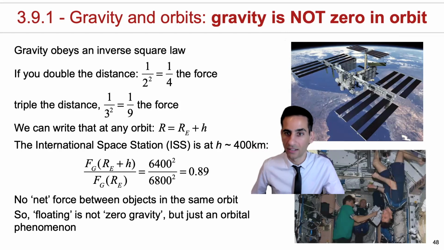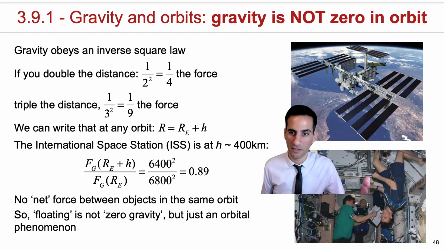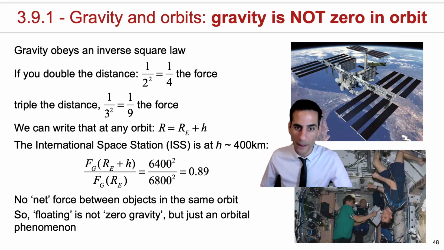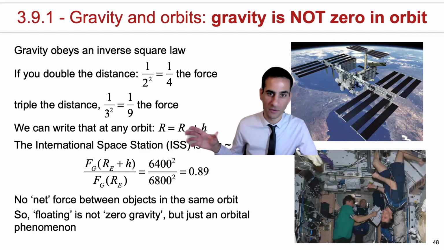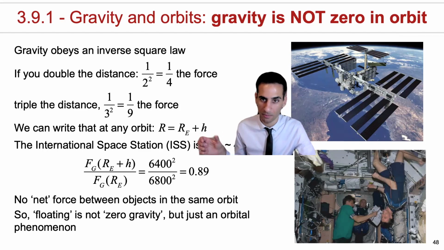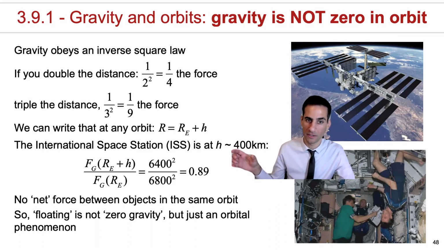Let's say that you believe that there's zero gravity in the International Space Station. You can actually check this in a quantitative way. A way to do it is to write down the radius you'd put into Newton's equation as the radius of the Earth plus the height. This will be the height that the International Space Station is at, which is about 400 kilometers.